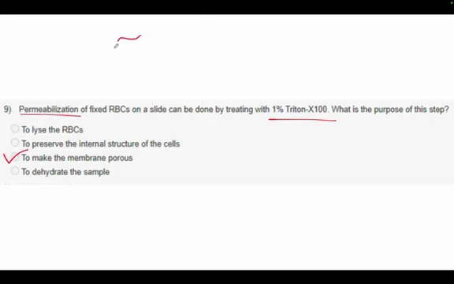What this does is basically make holes in the membrane. Because of the holes, our antibody and dye can enter the cell. Our antibody is allowed to enter the cell and bind to structures within the cell. So this is a very important step if you're going to be labeling with things like antibodies. Otherwise, the antibody won't be able to enter the cell at all.